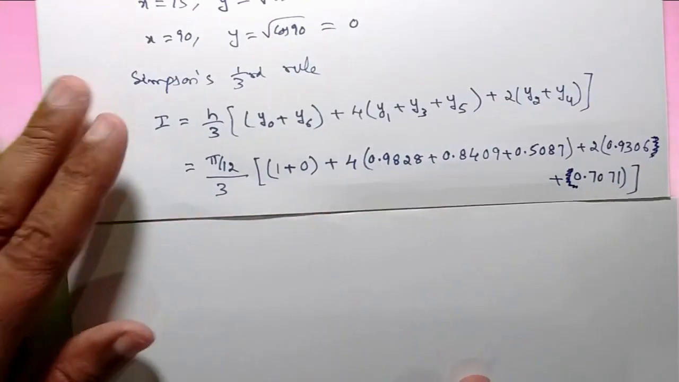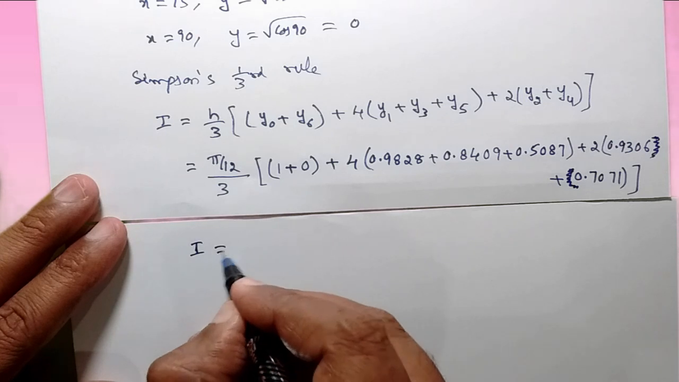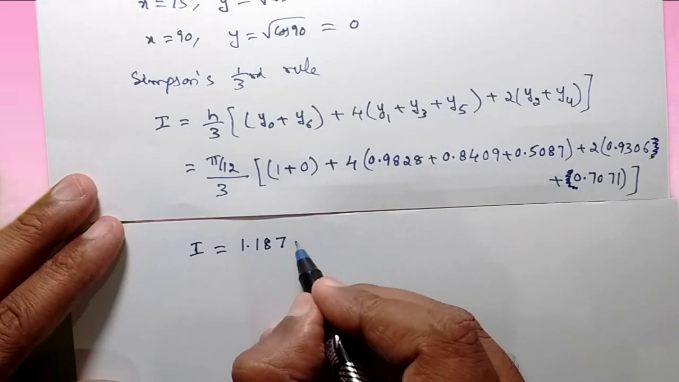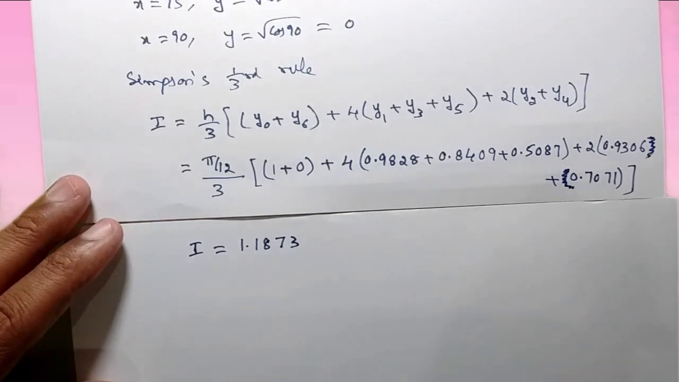So if you rewrite the solution, your value of I will be equal to how much? Approximately, write down 1.1873. So that is the required solution.